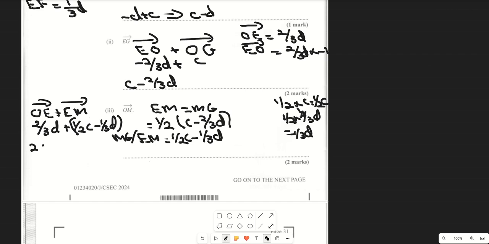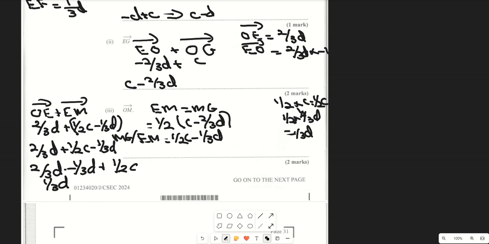So that would be 2/3 D plus a half C minus a third D, right? So you group like terms, that's 2/3 D minus a third D plus a half C, right? That's 2/3 minus a third is 1/3 D plus a half C, right? And that would be the answer, a third D plus a half C.